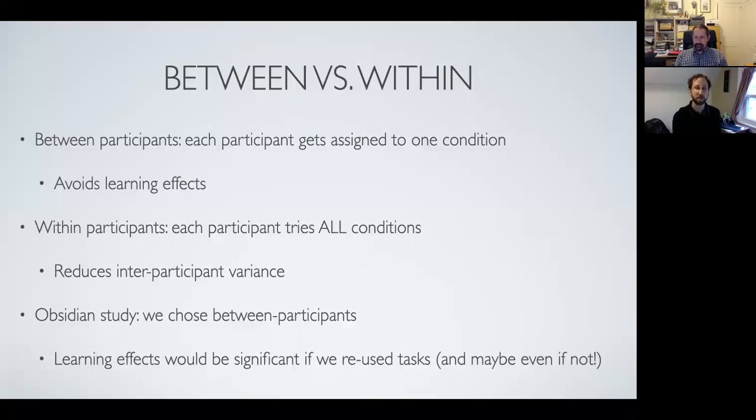For the Obsidian study, we chose a between participants design because if we gave people the same task to do twice, there would be a significant learning effect there. And if we gave people two different tasks to do, then it's sort of not clear that we have two different tasks that have the same level of difficulty. So that's why we chose that, and we accepted that there would be additional variance as a result.